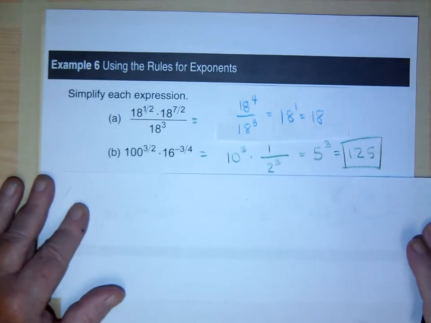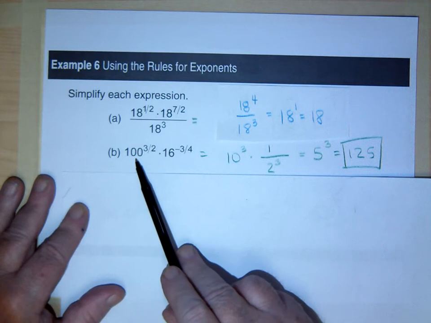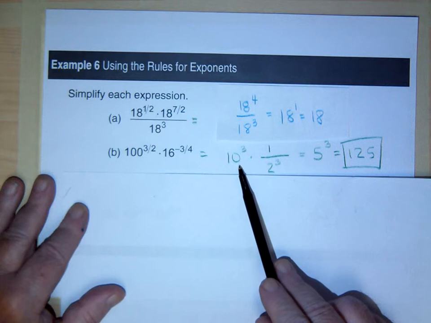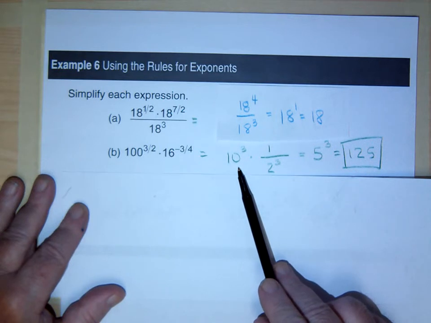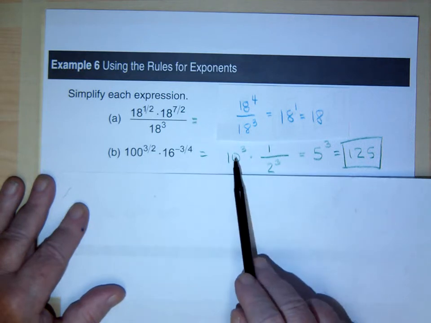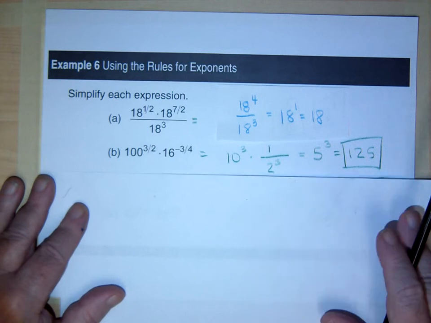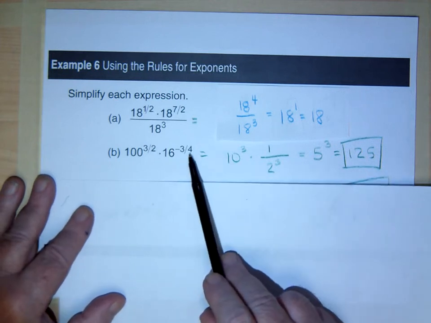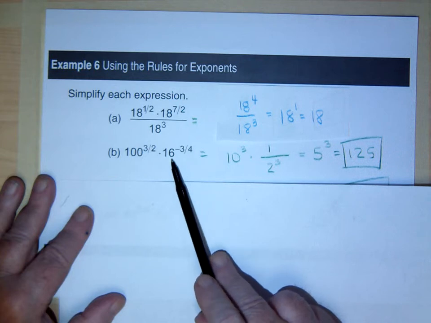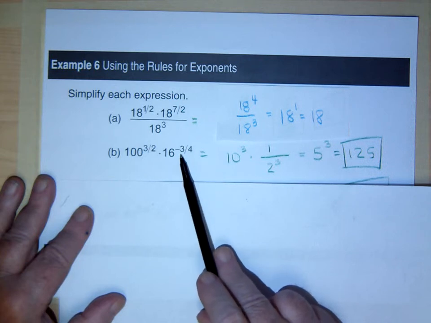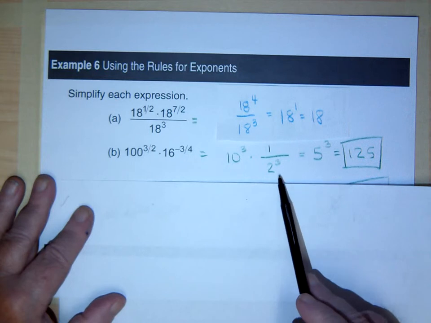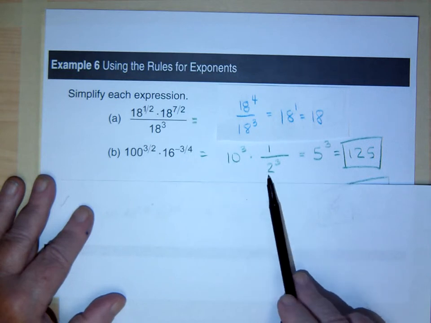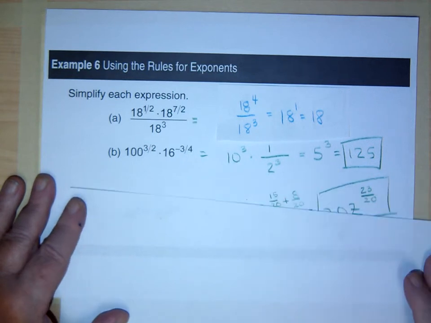The second example is going to be, I'll take the square root of 100 to get 10. 10 cubed is going to be 1,000. But then here I'm going to take the fourth root of 16 being 2, and when I do that, I'm going to have 2 to the minus 3, put it in the denominator. So this is going to be 5 cubed, or 125.